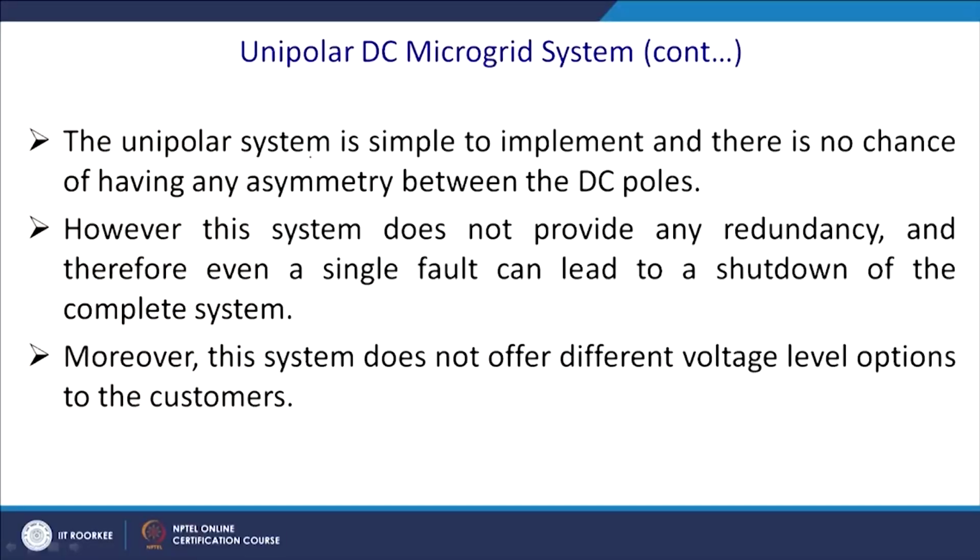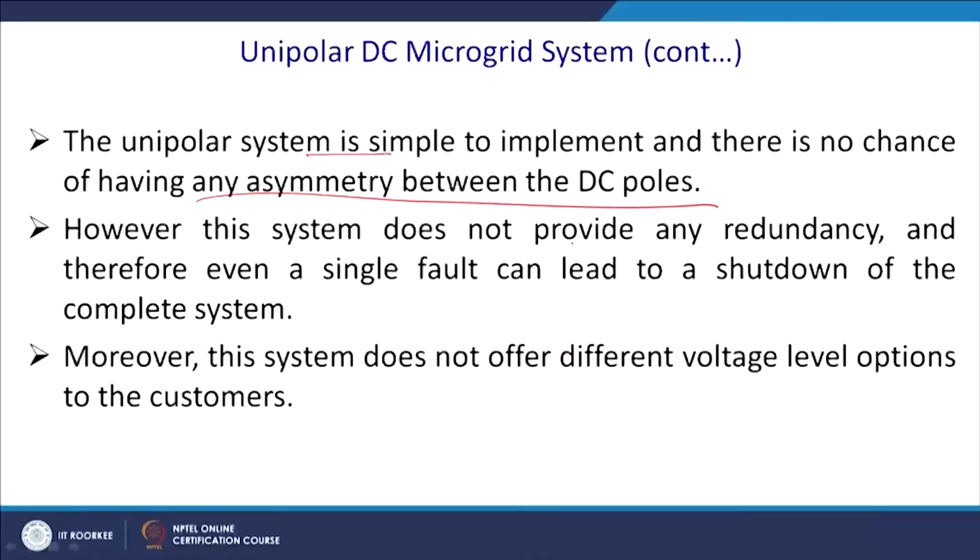The unipolar system is simple to implement and there is no chance of having any asymmetry between the DC poles. That is something you have to keep in mind. That is a very big advantage. If you have more positive load than negative load, the neutral point, the zero potential point, will shift, something like the neutral point of your transformer, and a high current will flow. The same will happen here.